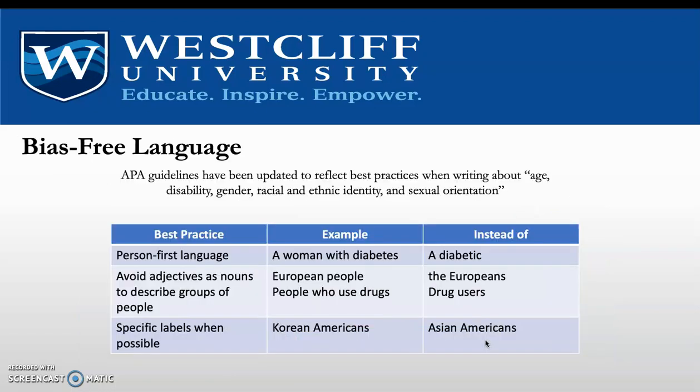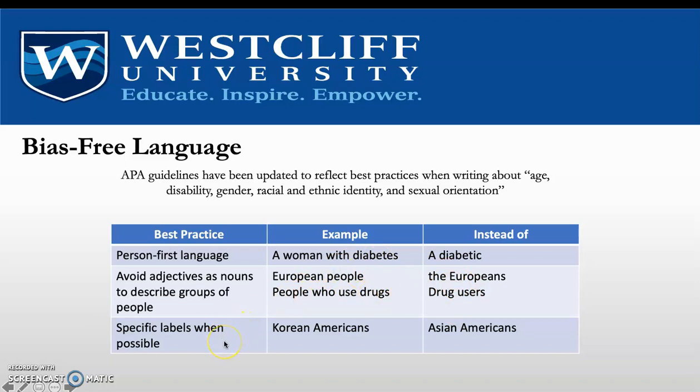Additionally, you want to pay attention to bias-free language. Some of these practices include person-first language. So instead of saying a diabetic, you would say a woman with diabetes or a person with diabetes. You want to avoid adjectives as nouns. So here, instead of saying the Europeans, you refer to that as European people, or drug users, refer to that as people who use drugs.